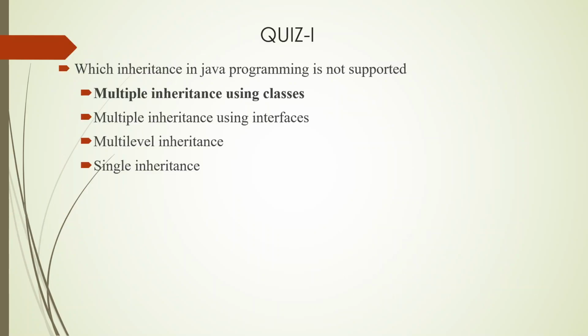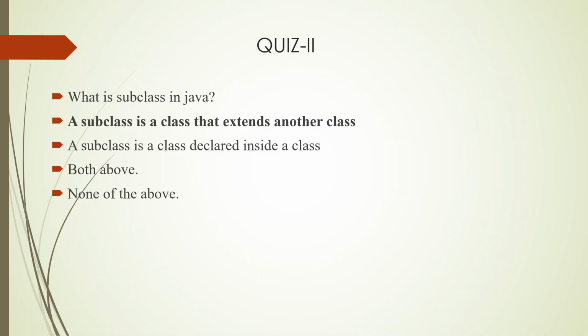First question. Which inheritance in Java programming is not supported? Multiple inheritance in Java is not supported. So here option A is the right one. Second question. What is a subclass in Java? A subclass is a class that inherits another class. So here option A is the right one.